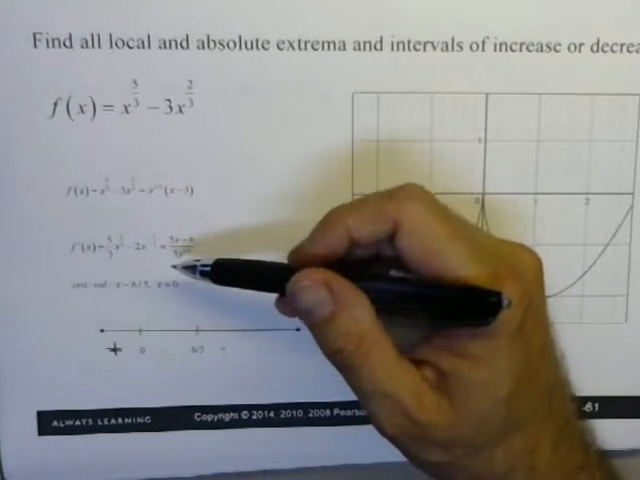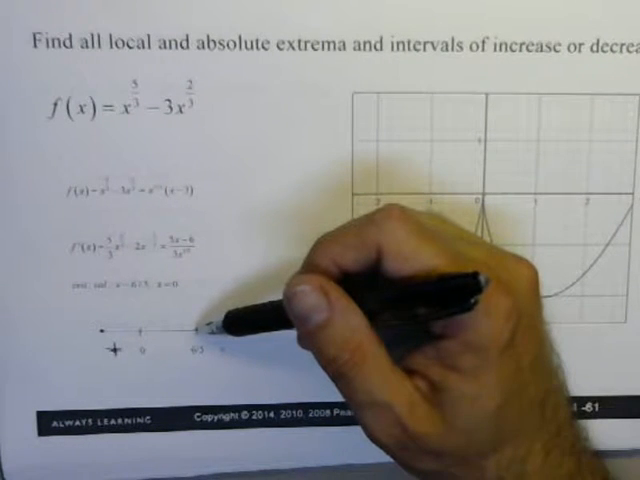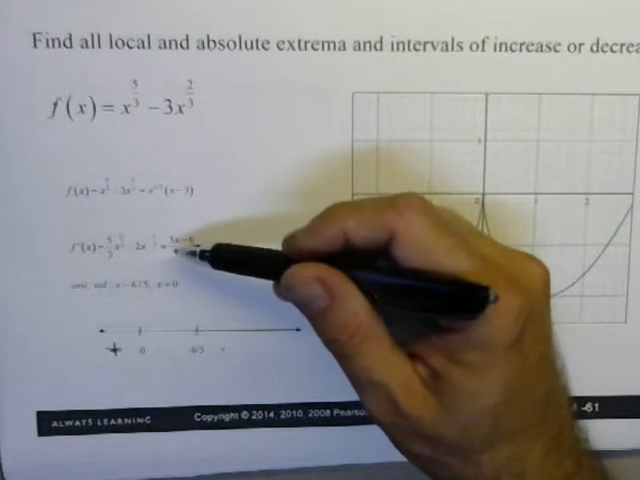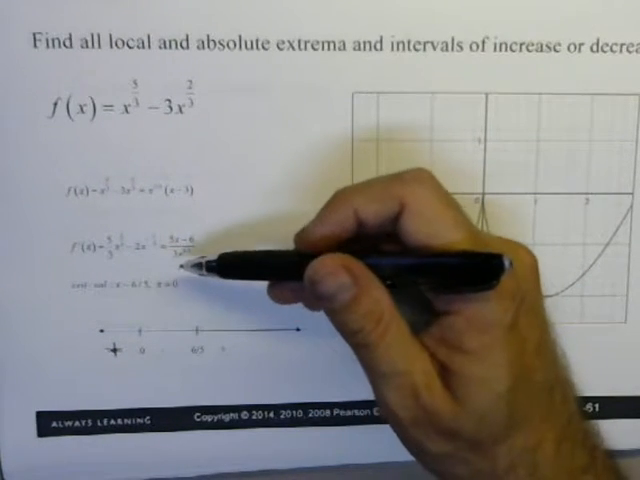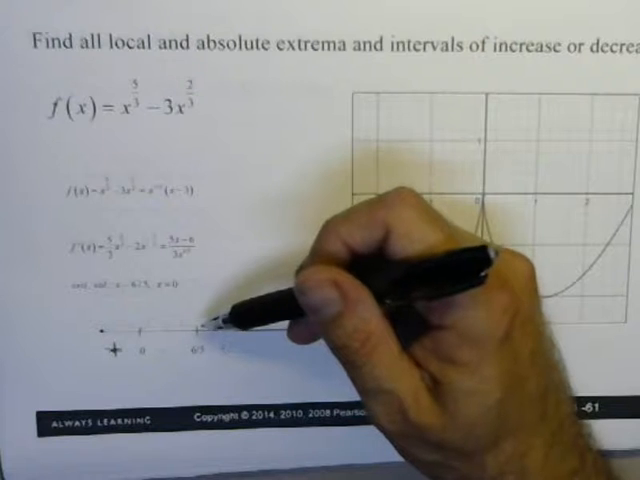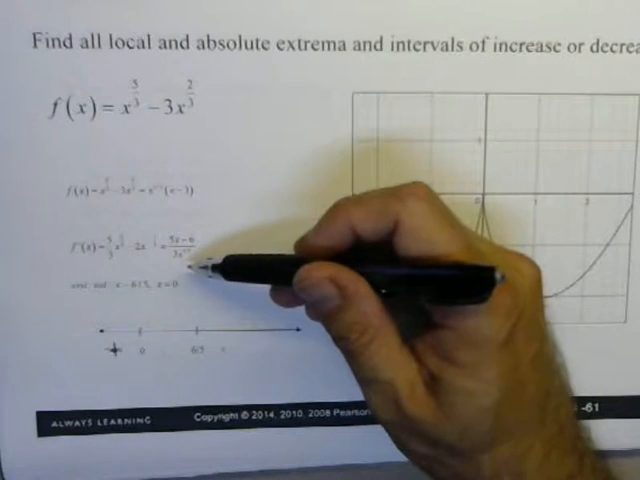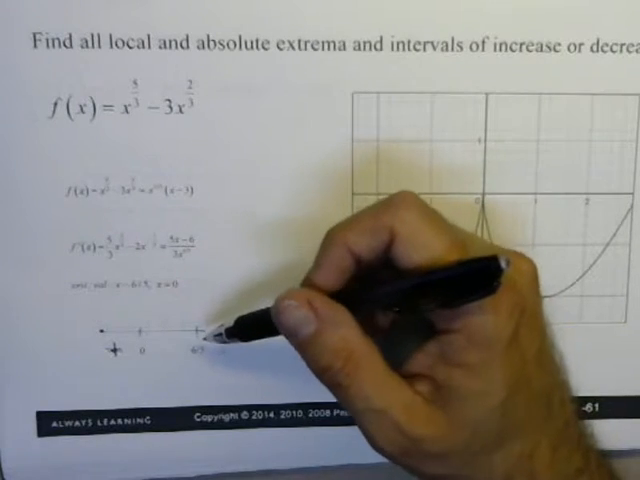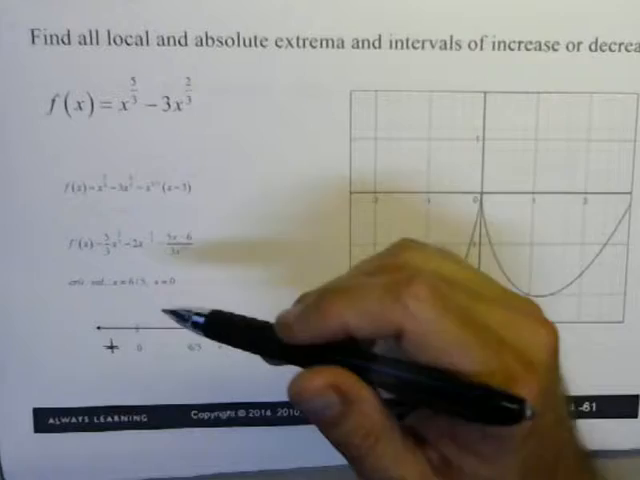And then pick some number between 0 and 6/5, like, I don't know, 1. Put that in for x, you'll get a negative on the top, positive on the bottom, so it'll be negative there. And then pick some number bigger than 6/5, like say 2. You'll get 10 minus 6 on the top, that'll be positive. The bottom will be positive, so you'll get a positive there, right? And then the function is undefined at 0.